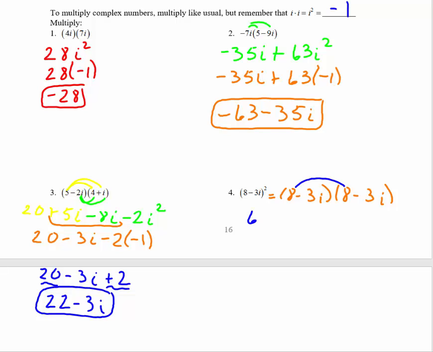8 times 8 is 64. Outer gives me a negative 24i. Inner gives me a negative 24i. And negative 3 times negative 3 is a positive 9. i times i is i squared.